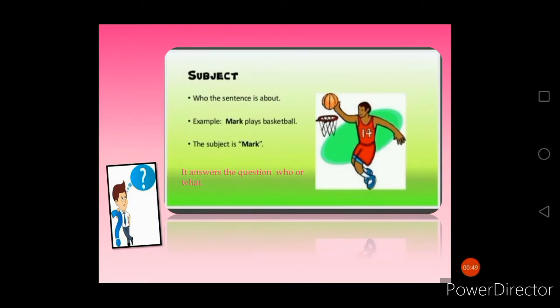So here in this sentence the subject is Mark, and also students, this subject answers the question who or what. For example, let me explain another example. Listen carefully. The oranges were sweet and juicy. Here in this sentence, about what are we talking? Yes, about oranges we are talking. So this oranges is the subject. Remember it students, who or what the sentence is about, that is the subject.